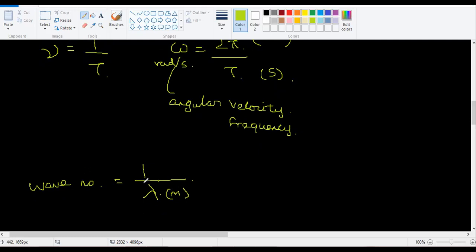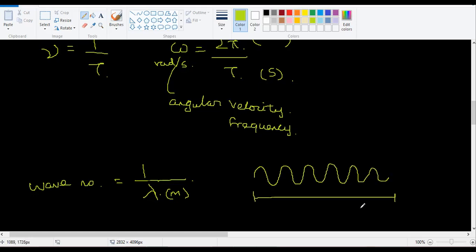So it means in 1 meter, how many waves do you have? Suppose you have a wave like this, if you calculate 1 meter, how many waves are there? 1, 2, 3, 4, 5, 6. So approximately 6. So it means the wave number here will be 6 per meter.